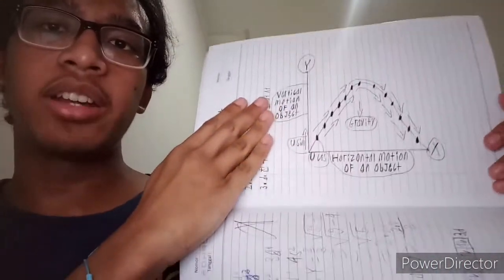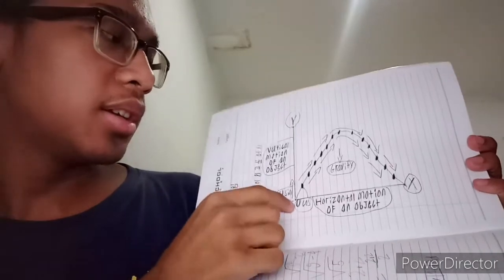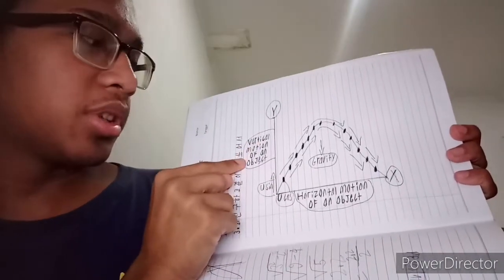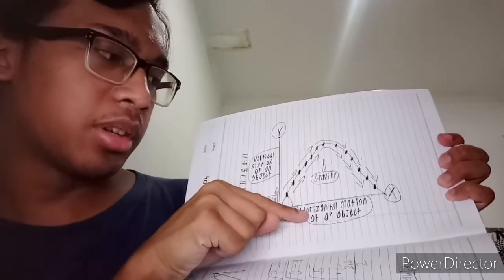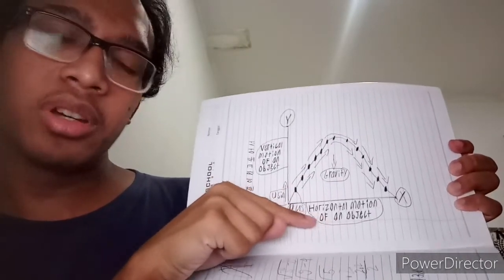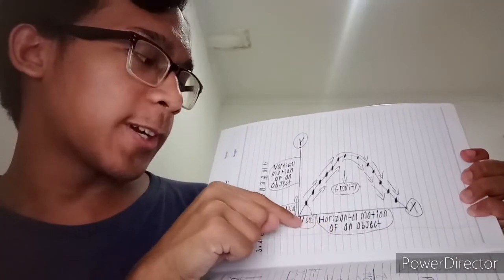If u is the initial velocity at some angle theta, the horizontal component of the velocity, u cosine theta, is constant in this small diagram which I drew. Like I said, this is the vertical motion of a moving or falling object, and this represents the horizontal motion of the moving or falling object.